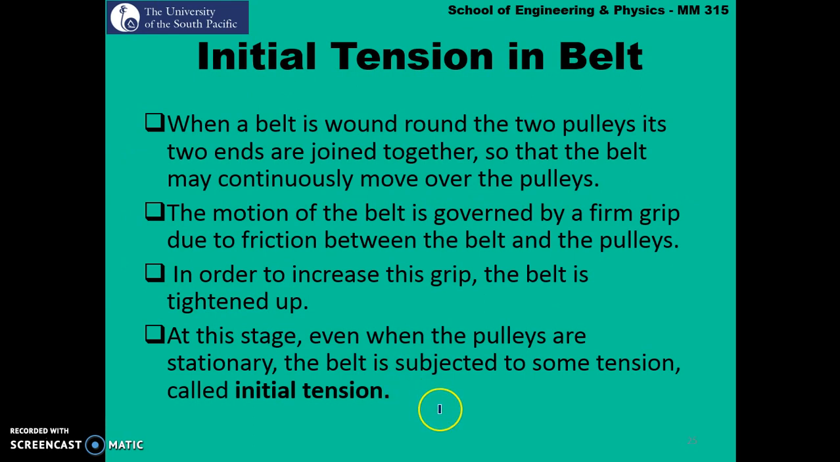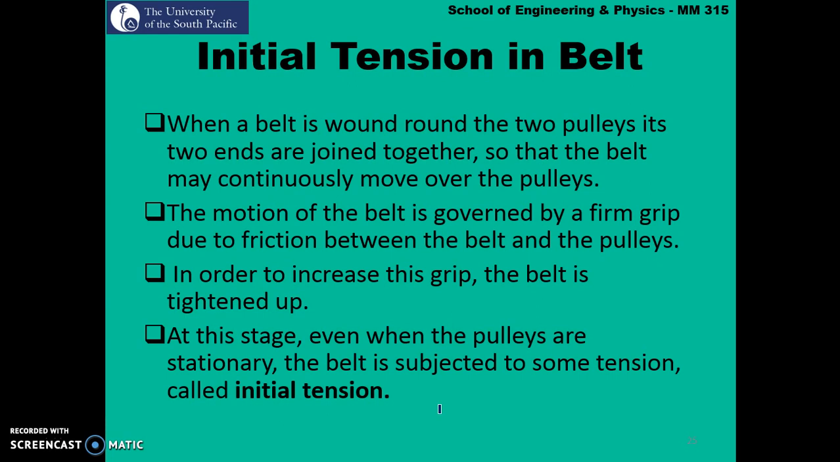The next thing that we're going to look at is the initial tension in the belt. When a belt is wound around the two pulleys, its two ends are joined together so that the belt may continuously move over the pulley. The motion of this belt is governed by the grip due to friction between the belt and the pulley. In order to increase this grip, the belt is tightened up.